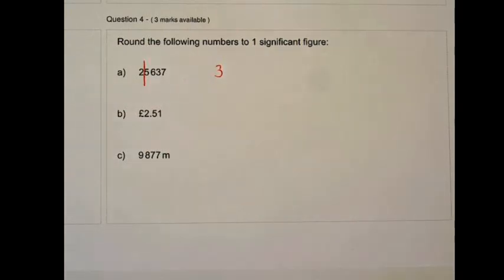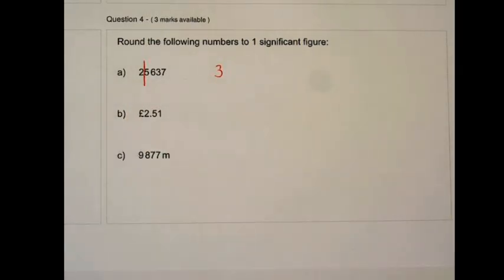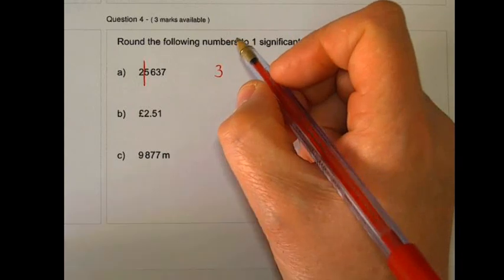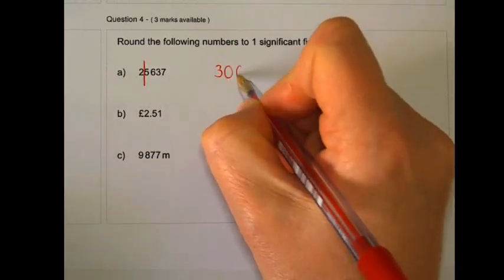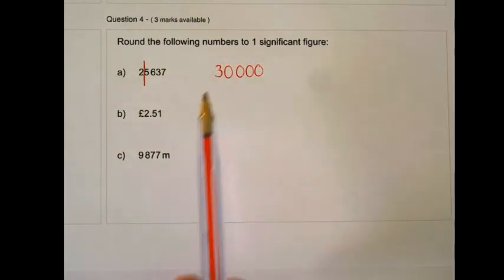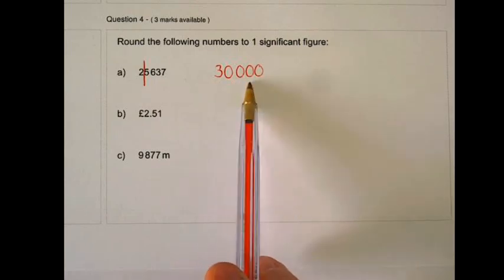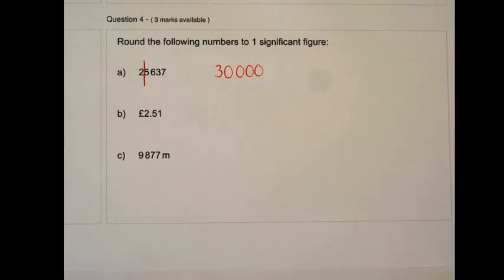But we know that it's not worth 3. The 2 here is worth 20,000. And as we've rounded it up to a 3, it's going to be worth 30,000. So we need to make sure we get the right number of zeros on our number. So we've now rounded that number to one significant figure. The 3 is the one significant figure, and then we've got placeholder zeros here which show that that 3 is worth 30,000. Okay?